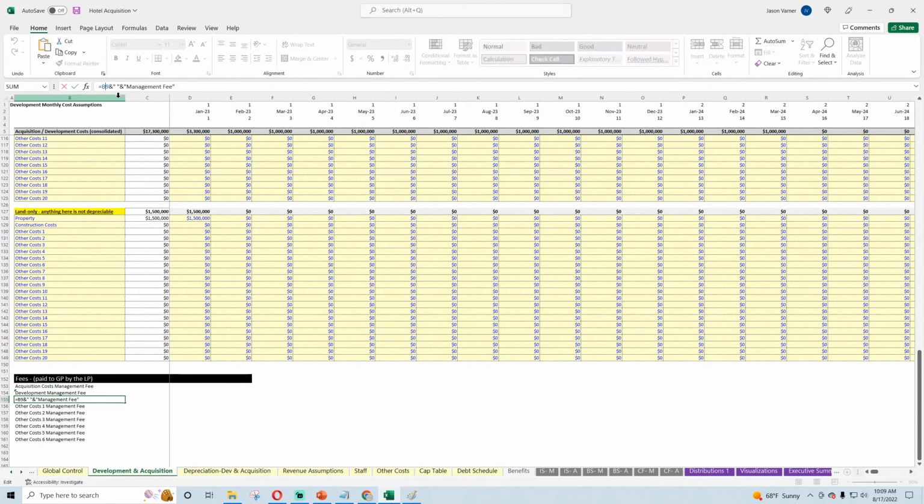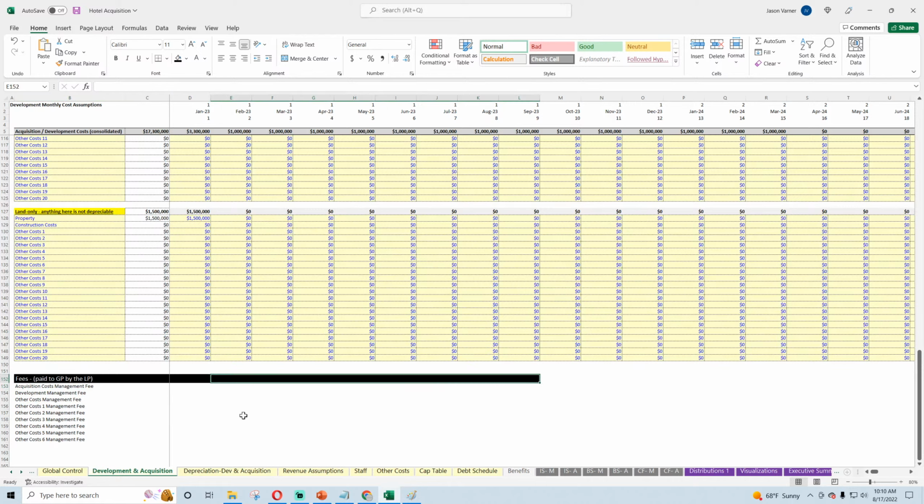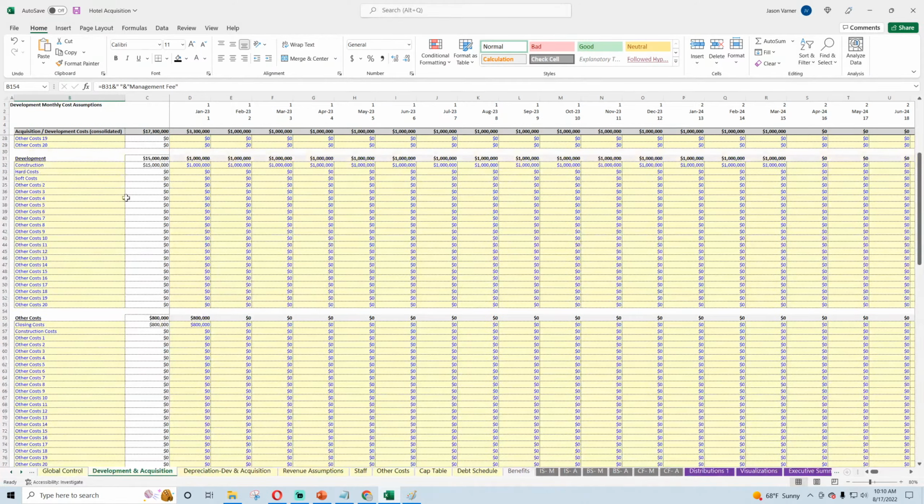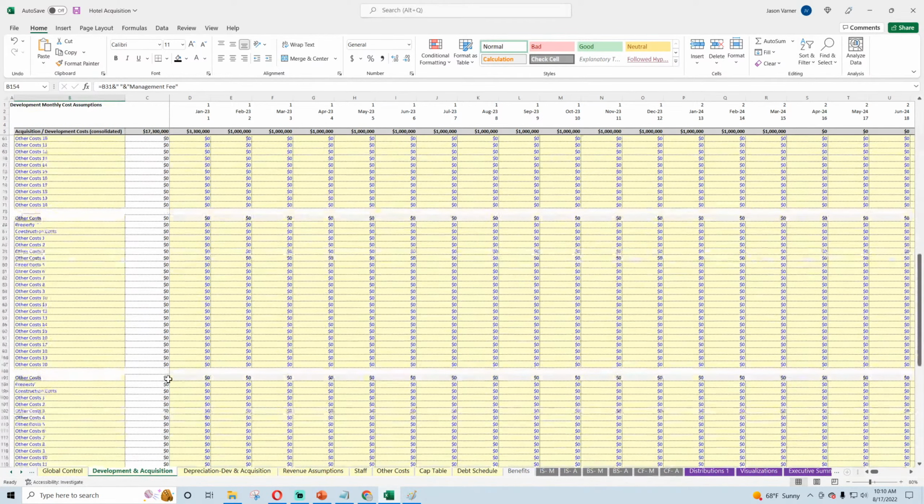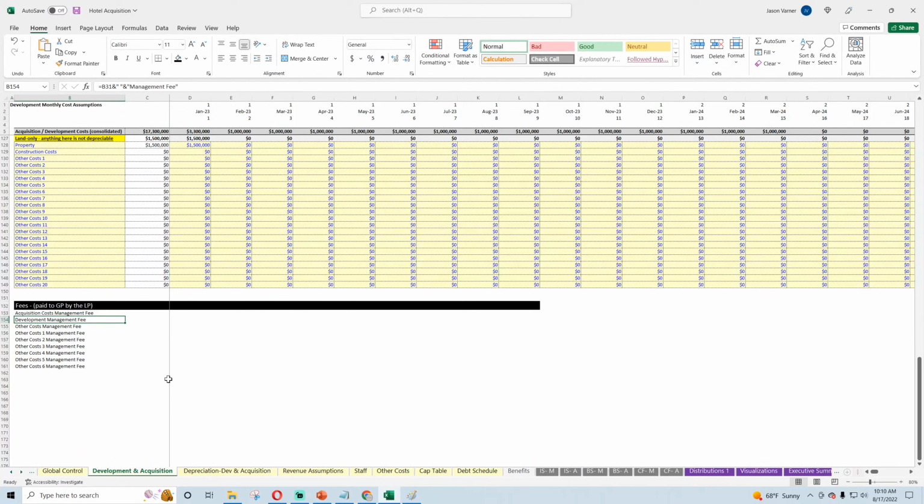And you could overwrite all of this, whoops, if you wanted your own labels for what the fee is called, or if you have your own fees that are based on whatever it might be, you can just fill it in here, and you can fill it in by month. Now, this is not going to account for management fees. This is just acquisition and development. There's nothing here as far as ongoing operating fees.